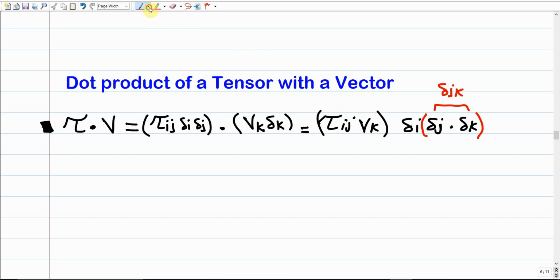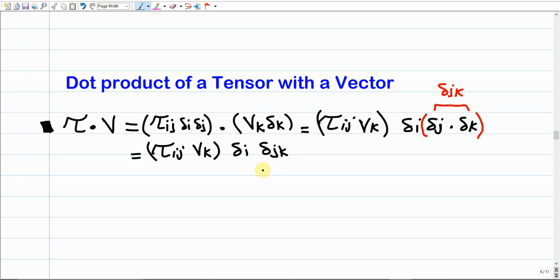So what does it mean? It means we end up with this relation: this equals tau ij vk, this term stays the same, delta i, and then we have the delta jk. To get rid of the canonical delta jk, you have to use the same index for both j and k.